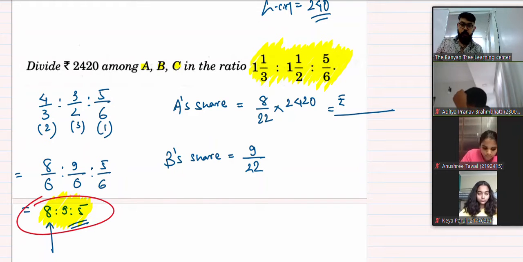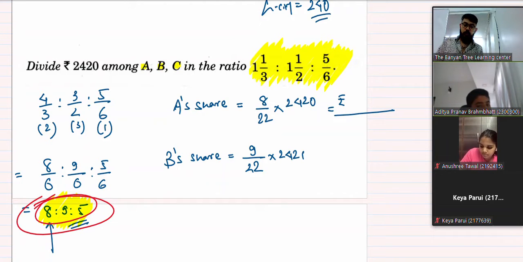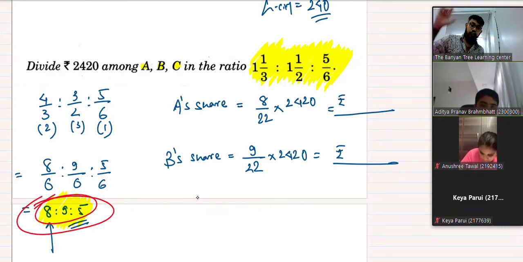Did you get how I found the total number of parts in the ratio? I added 8 plus 9 plus 5. A's parts are 8, B's are 9 and C's are 5. I added all of them to get the total number of parts in the ratio. So 9 upon 22, and I multiplied with that. They get the amount which is equal to their respective ratio.